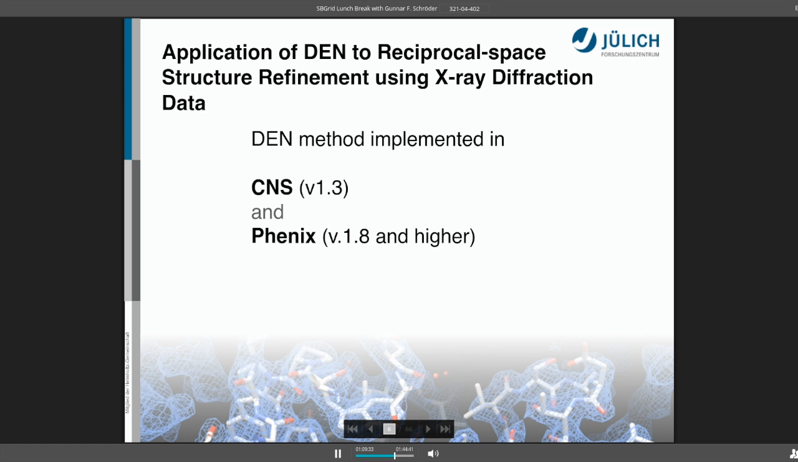So the DN restraints are also implemented in CNS and also in Phoenix. If you want to use refinement with X-ray diffraction data in reciprocal space, for example, this is also possible there.